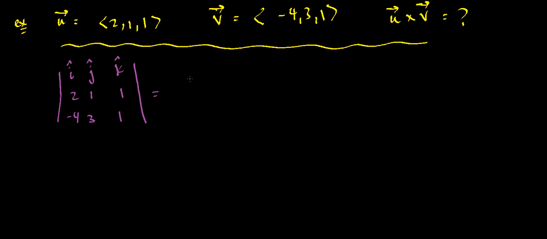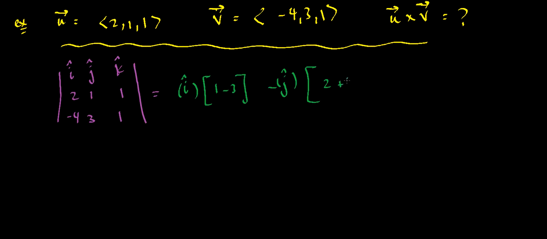Okay, so let's actually compute this. It's going to be i times 1 minus 3, minus j times, if you cross this, it is going to be 2 minus negative 4.